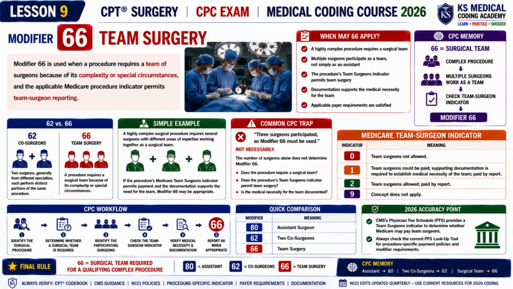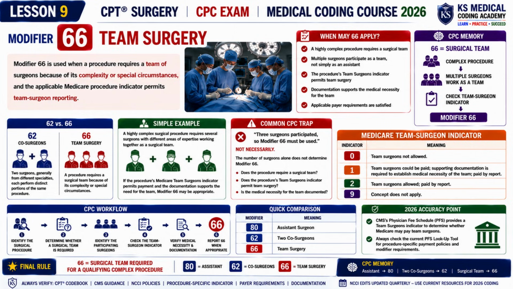Now compare. 80 equals assistant surgeon. One surgeon is the primary surgeon and another assists. 62 equals co-surgeons. Two surgeons, generally from different specialties, function as primary surgeons and perform distinct portions of the same procedure. 66 equals team surgery. A procedure requires a surgical team because of its complexity or special circumstances.